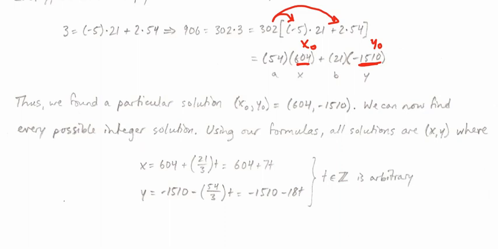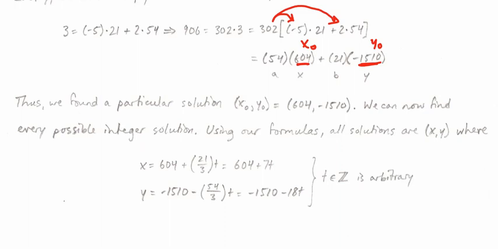And then it's y equals y naught, the negative 1,510. And now it's minus a over d. A was 54. GCD was 3. So we have 54 over 3, or 18. So that gives us negative 1,510 minus 18t. And for each of these guys, t is an arbitrary whole number.